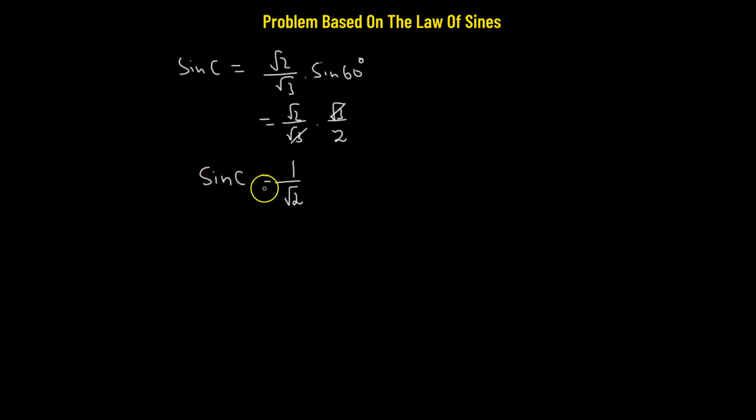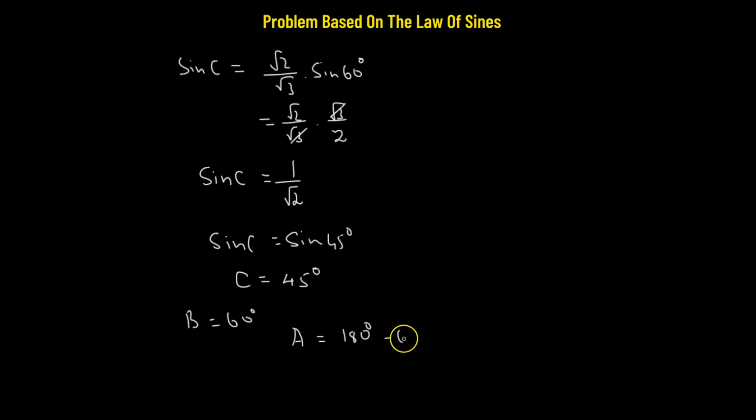So we know that 1 over square root of 2 is the value of sine 45 degrees. That means equating both sides gives us C equals 45 degrees. So we have obtained the value of C. We also have the value of B, which is 60 degrees. Now, using the fact that A is 180 degrees minus 60 minus 45, the angle measure of A will be 75 degrees.